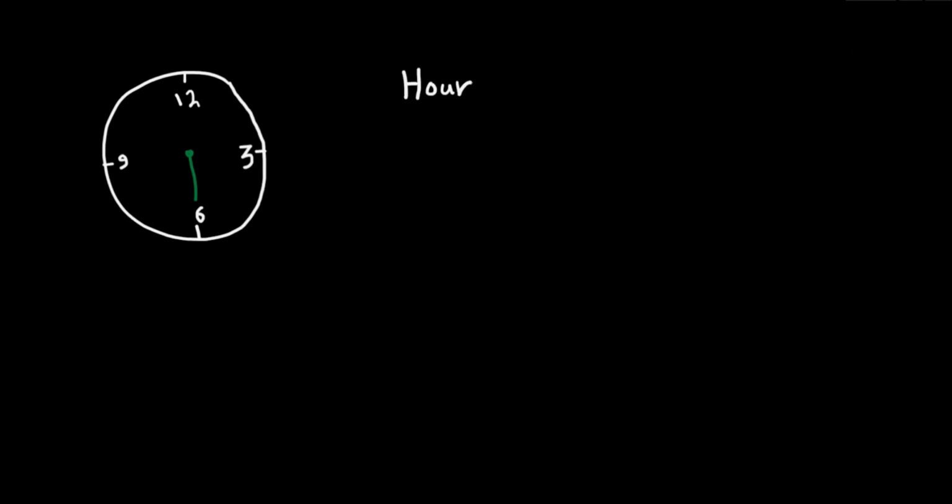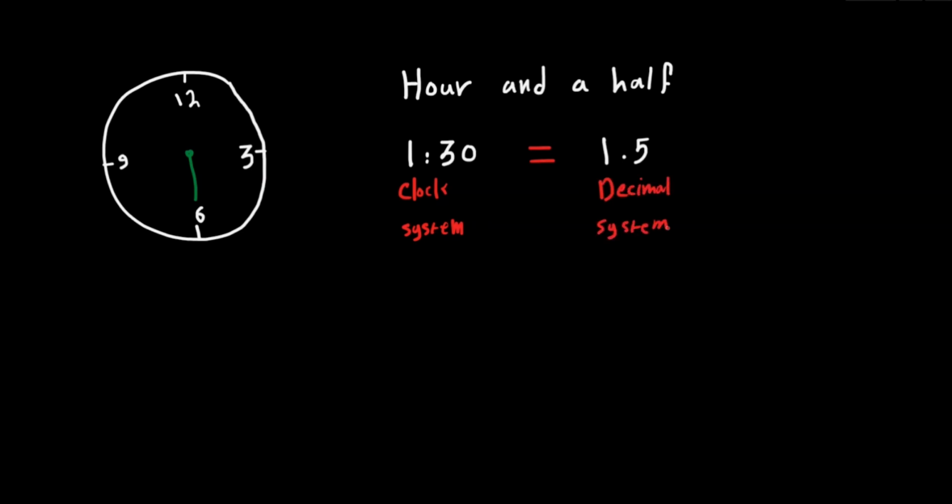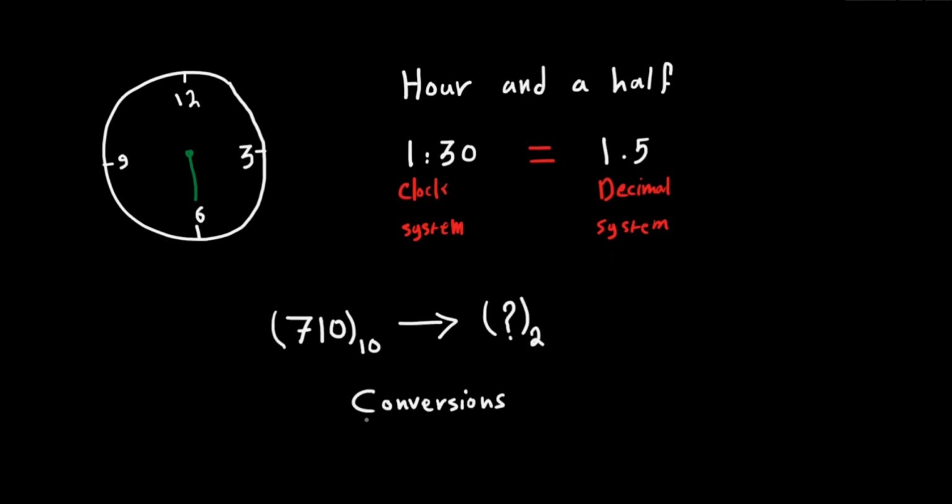Let's think of clocks. An hour and a half could be written as 1:30 or 1.5. We're familiar with both, so we know that they are equal, even though one is expressed in the clock system and the other in the decimal system. However, what if I told you, what is 710 decimal in binary? In this lesson, we're going to learn how to convert numbers from one number system to another.